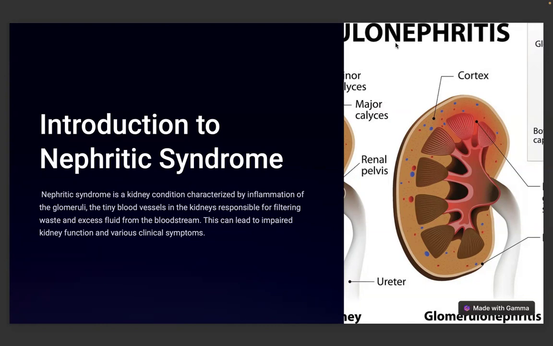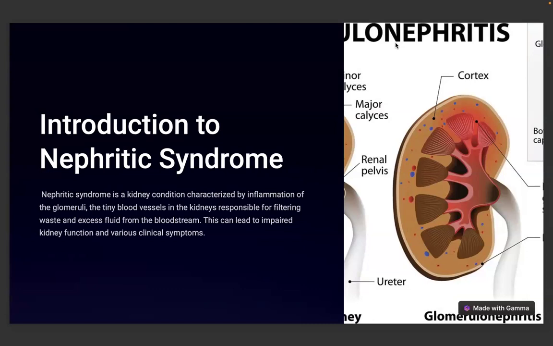So, what is nephritic syndrome? Well, the word nephritic comes from the word nephritis. So, what do you mean by nephritis? Nephritis is actually the inflammation of the kidney. Is it the whole kidney? Nah, it's actually the glomerular part of the kidney.